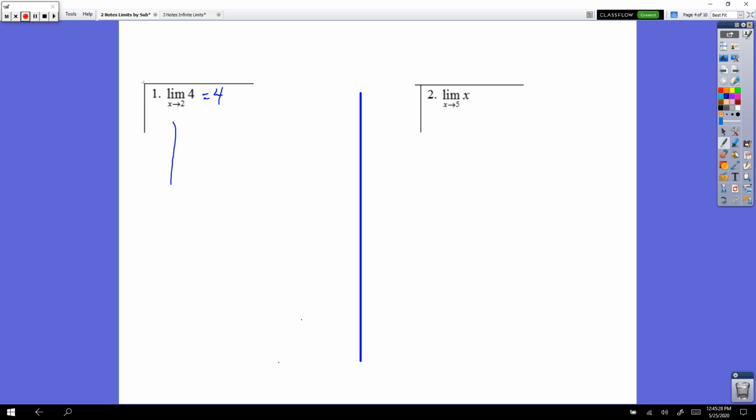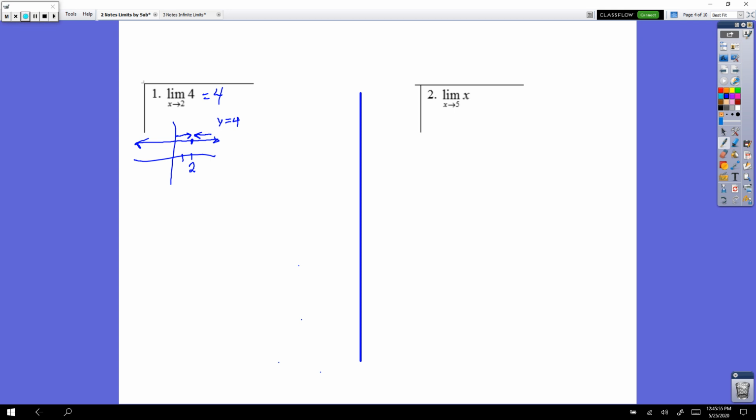The reasoning behind that, if you think about the graph of y equals 4, that is a horizontal line at y equals 4. So if we think about what is my graph doing when x is approaching the number 2, this graph is still just going to 4. Doesn't change.